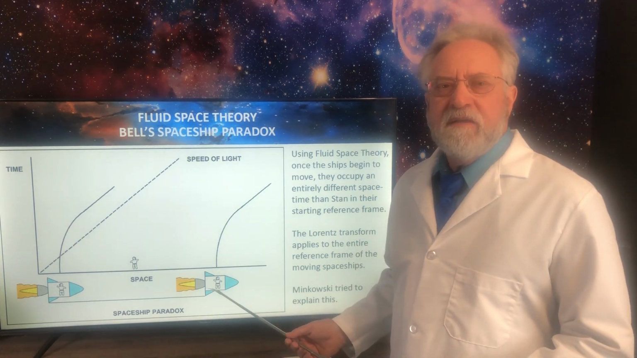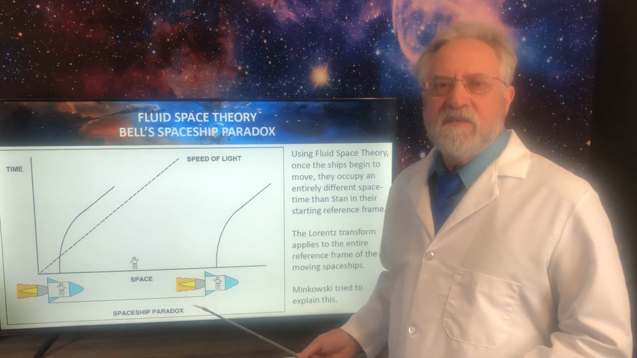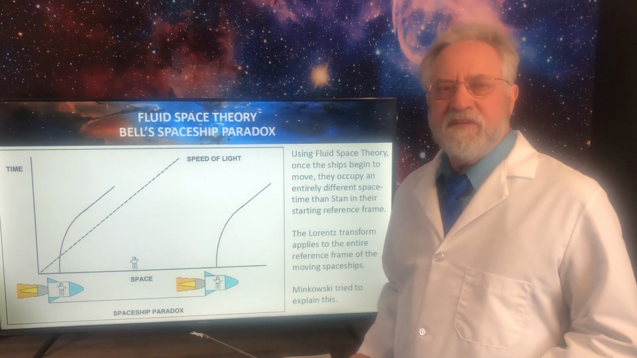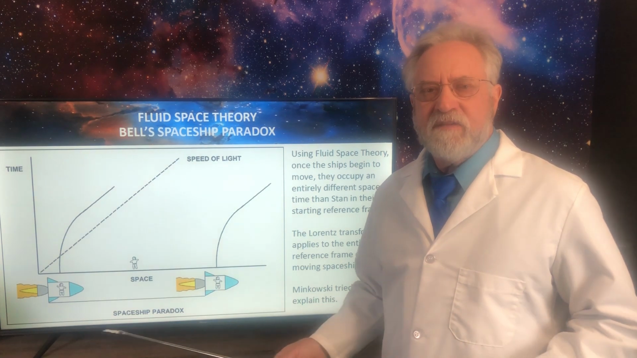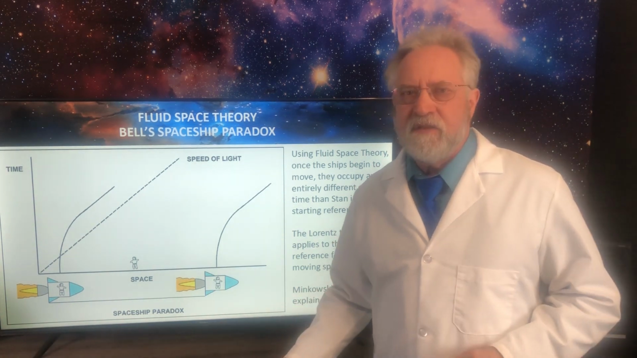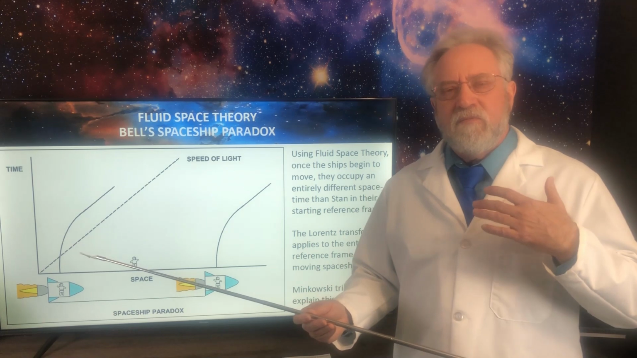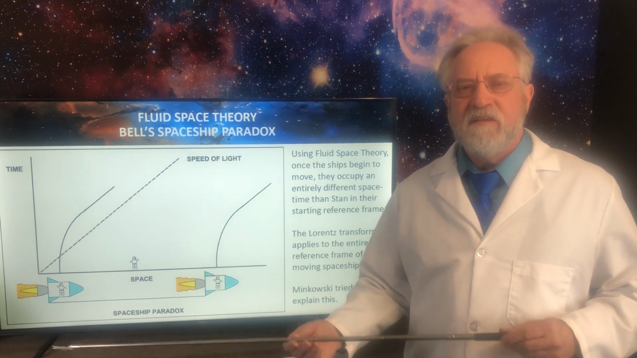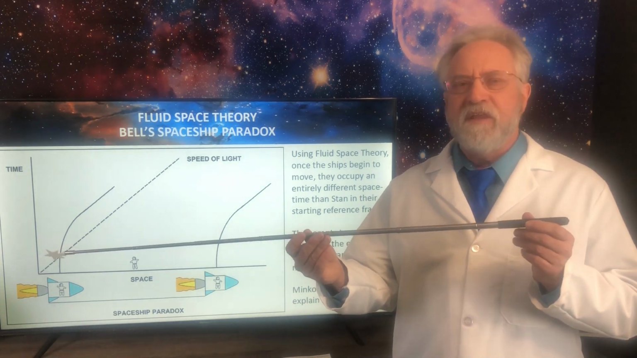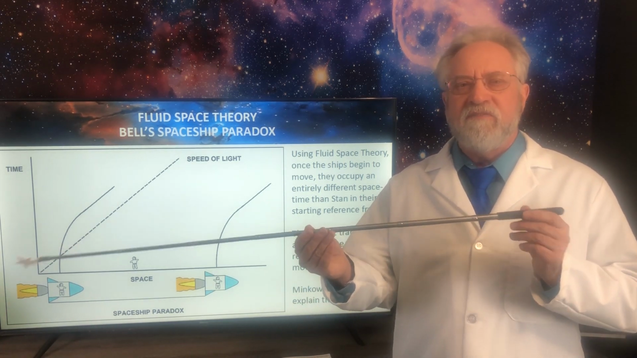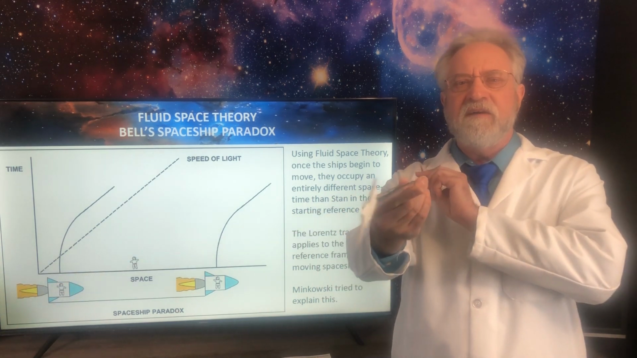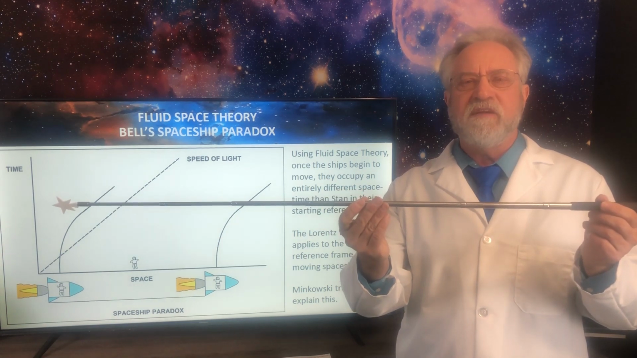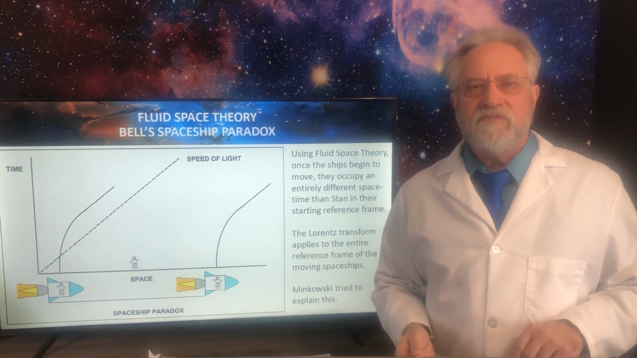So what about the apparent displacements that Stan has to account for? Well, Minkowski tried to explain this, and in some of the accounts I've read, he described that these apparent displacements are part of the transformation. For example, you can see the full length of my pointer, but if I rotate it, now you can't see the full length, but you know that it's all still there. Now this is what's going on with the Lorentz transformation.